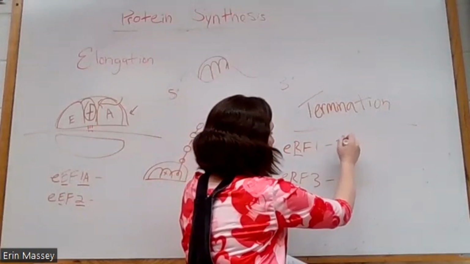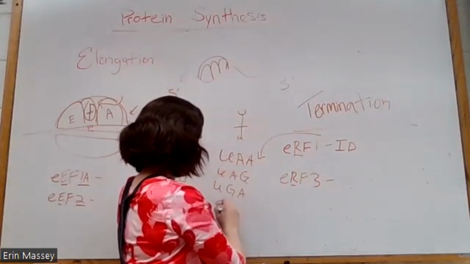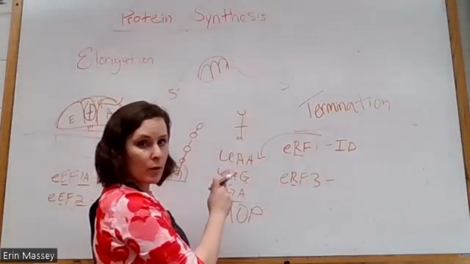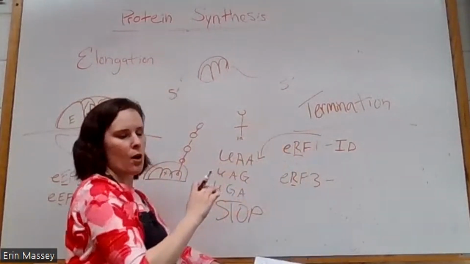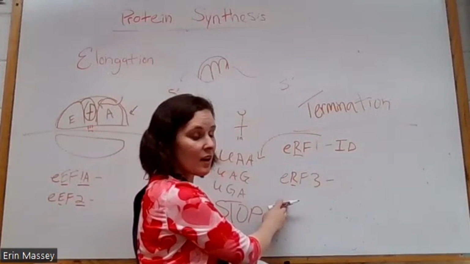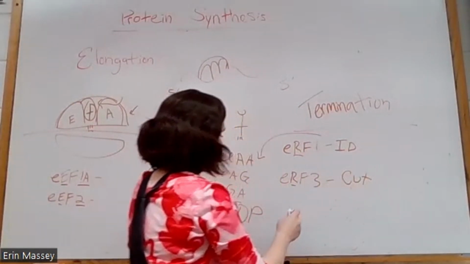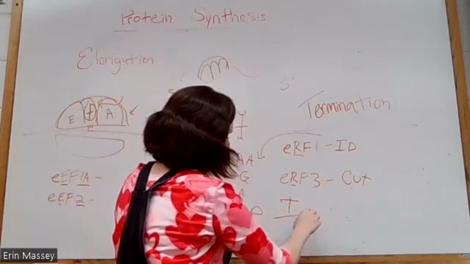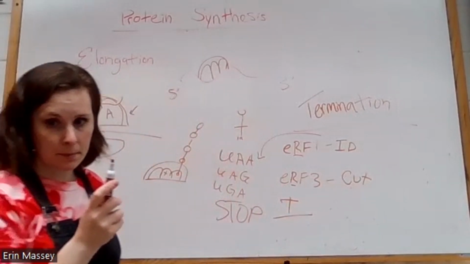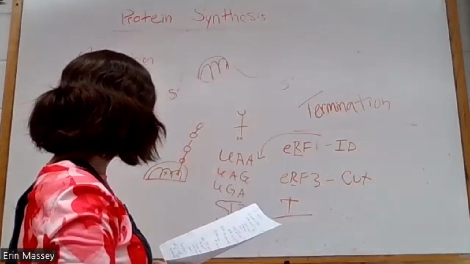This is going to identify these stop codons. That's what ERF1 does. That says stop. And then the third one is going to cut the tRNA away from that peptide chain and say, okay, we're done. And that is protein synthesis.